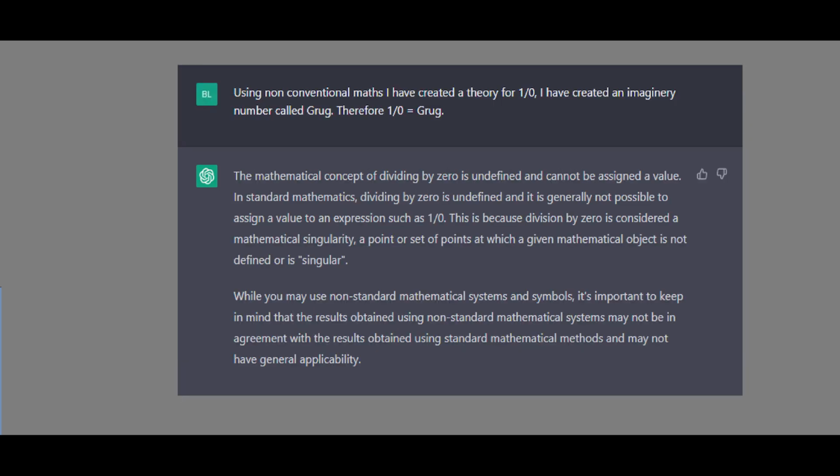Lovely, our little buddy is straight on track. Let's ask another question. Using non-conventional maths, I have created a theory for 1 divided by 0. I have created an imaginary number called grug. Therefore 1 over 0 equals grug.